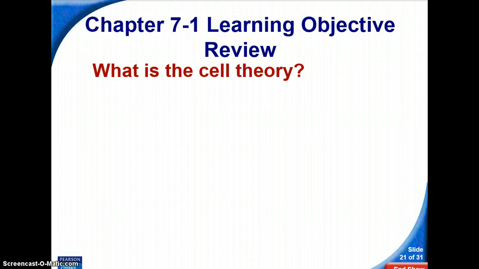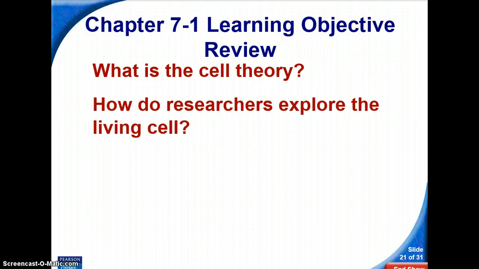Okay, first learning objective review is, what is the cell theory? Well, remember, the cell theory states that all living things are composed of cells. Cells are the basic units of structure and function of living things, and new cells are produced from existing cells. Those three things define the cell theory. The next learning objective review is, how do researchers explore the living cell? Well, by using the various types of microscopes is how they will explore those cells, because cells are extremely tiny.